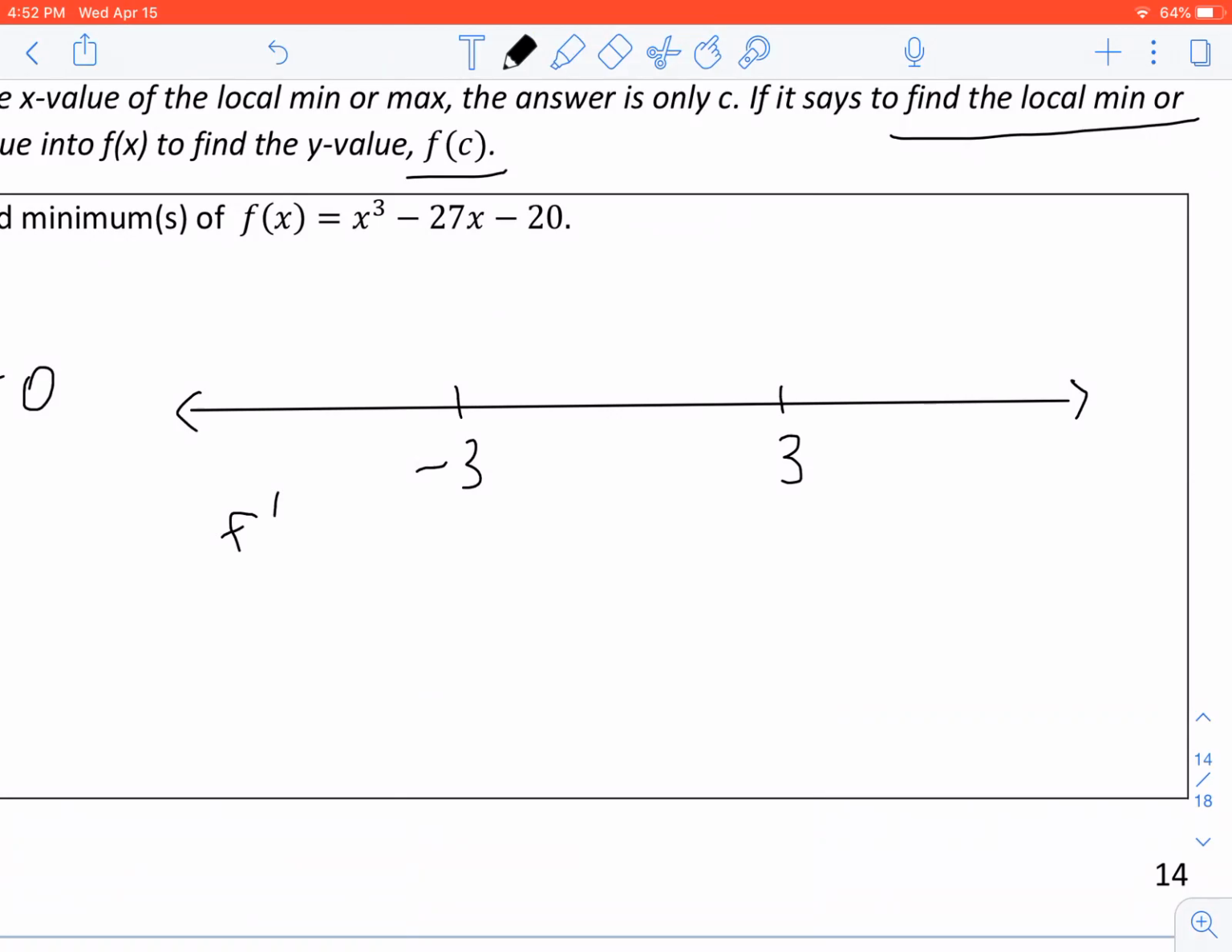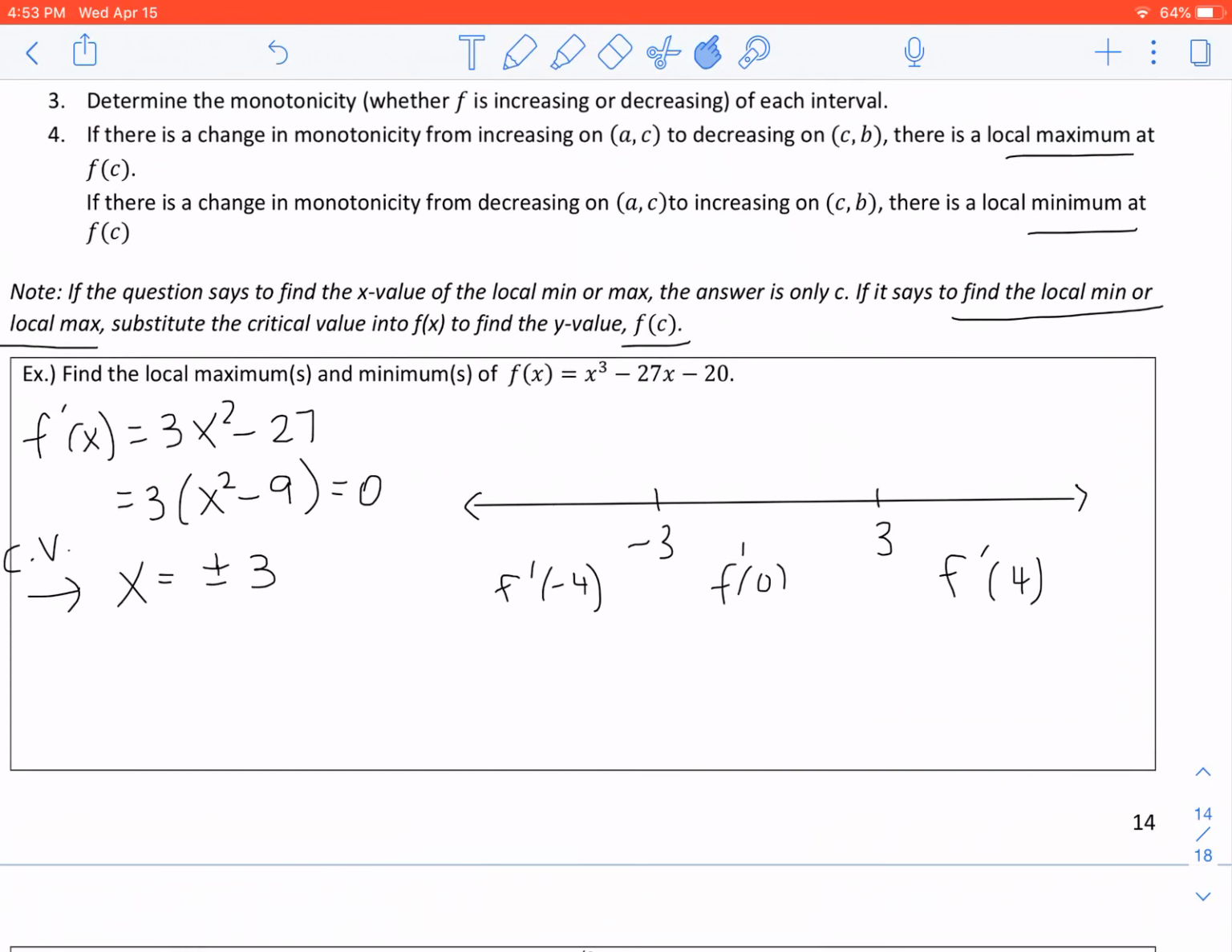And so we need to test, and we're going to go ahead and see about f prime of something smaller than -3, we'll say -4. Something in between -3 and 3, I'm going to pick 0, and f prime of something larger than 3, we'll say 4. So substituting these values into your derivative, the exact value does not matter. If you look at -4 squared minus 9, that's going to be a positive value, times 3 would still be positive.